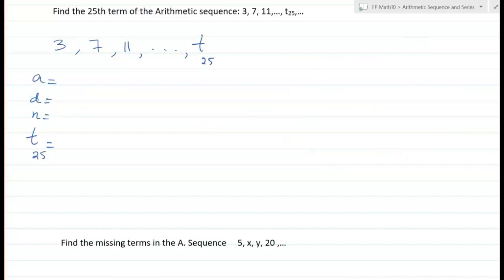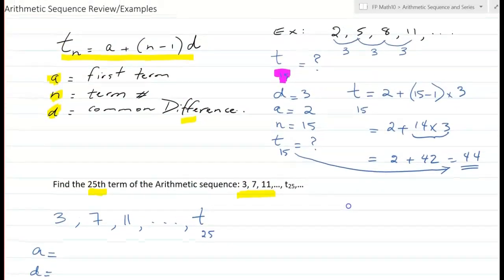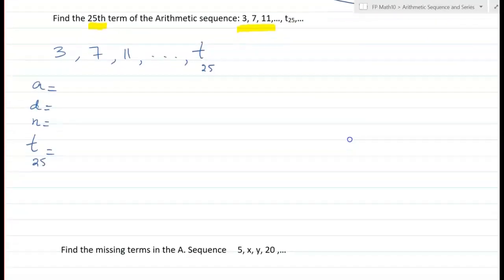Okay, let's look at another example. We want to find the 25th term, right here, 25th term of arithmetic sequence 3, 7, 11, and so on. t25, and then this continues that sequence. All right, when we write it out, here we go, that's the sequence. We need to write down all the variables that we know based on the original formula, right? So it's right here. This is the formula that we're going to use, right? Always is that.